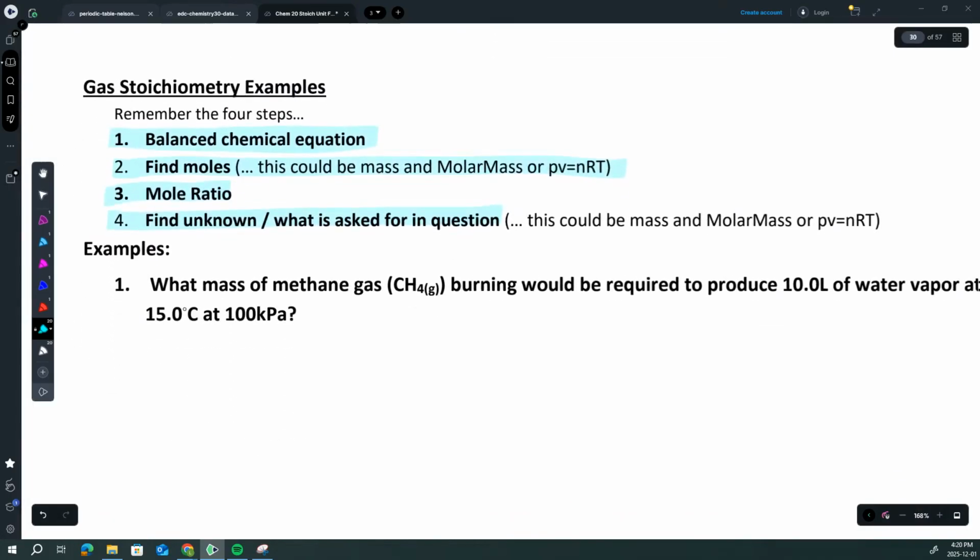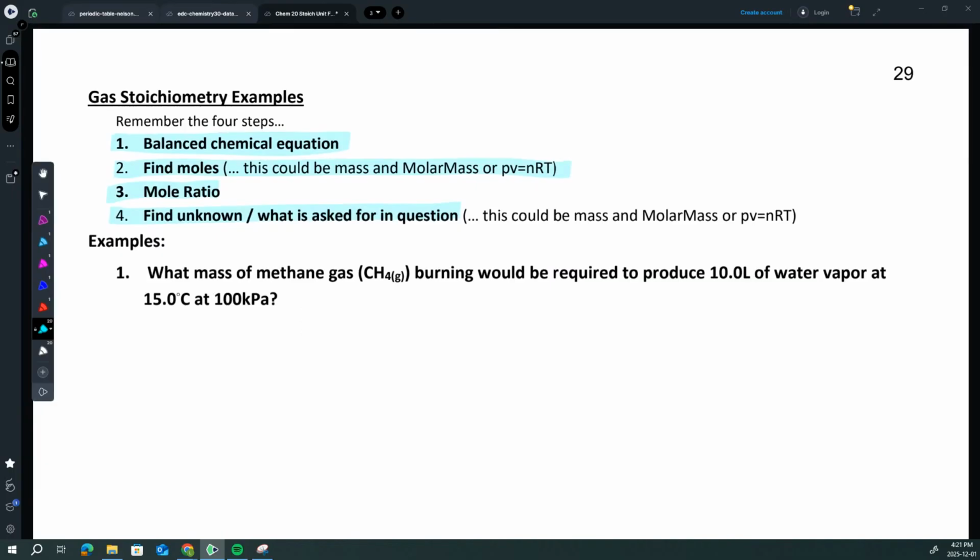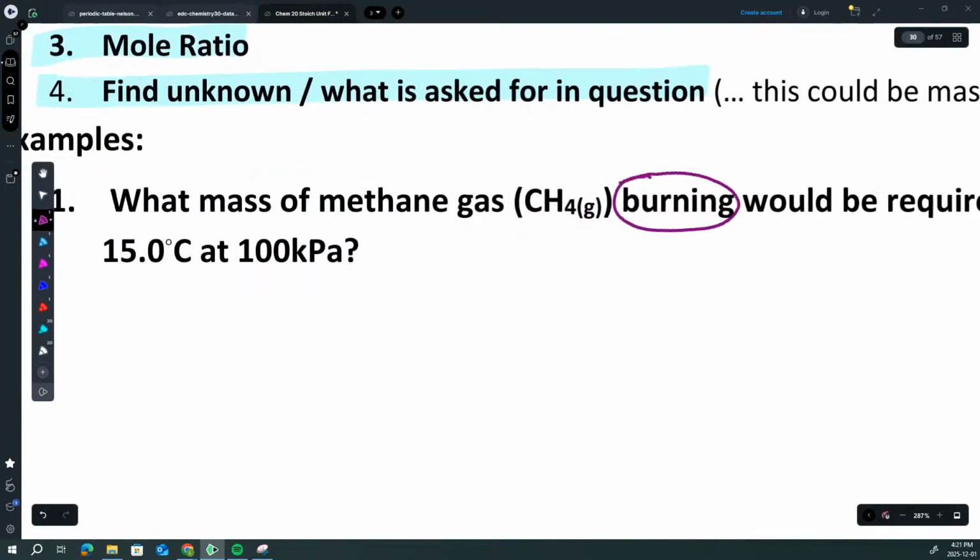All right, so our first example here, we've got: what mass of methane gas, which is CH4, burning would be required to produce 10 liters of water vapor at 15 degrees Celsius and 100 kilopascals. So step 1, let's write out our balanced chemical equation. Now, the word burning is our key word to tell us that this is going to be a combustion reaction. Remember, combustion reactions, it's always your fuel plus oxygen gives you your products. In this case, our fuel is methane.